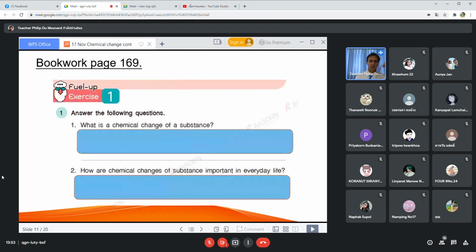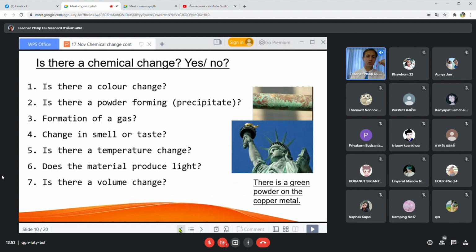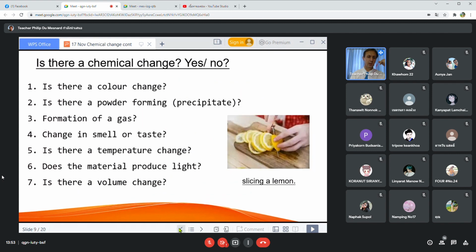Okay, class, so that's it. Even if we get one answer that is yes, it's chemical change. But if none of the answers are yes, it's not chemical change. Okay, and the 7 questions are very, very important. This is why this page is in your book, let me just go back to this page.